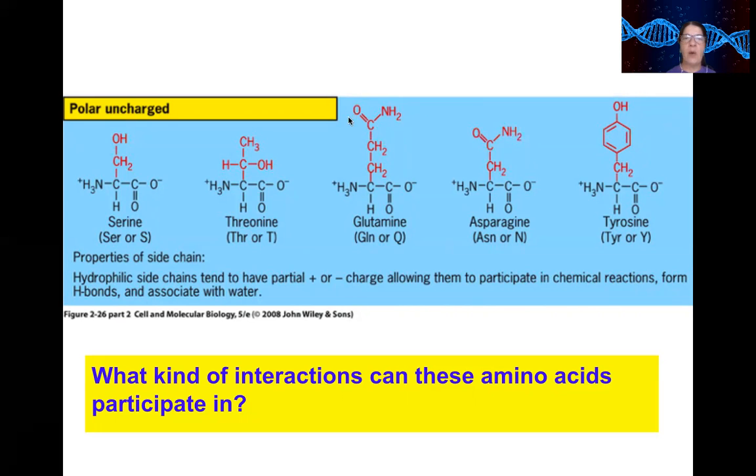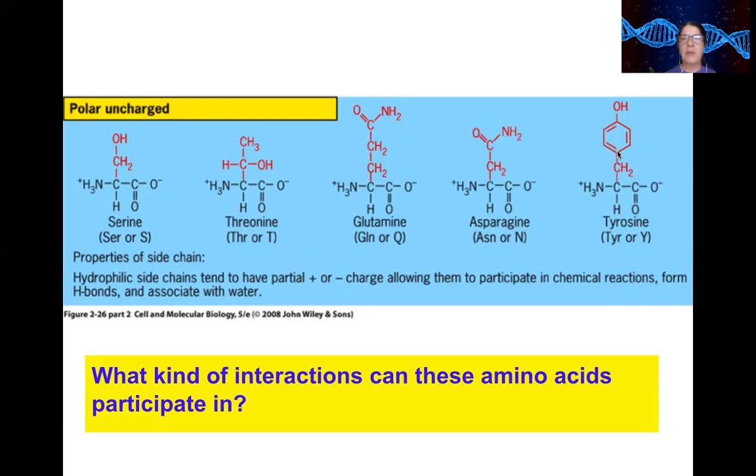This one also has the same type of structure, an amino group and an aldehyde group. So both of these are also polar. These two are polar because of the hydroxyl groups. These two are polar because of the aldehyde and amino groups.